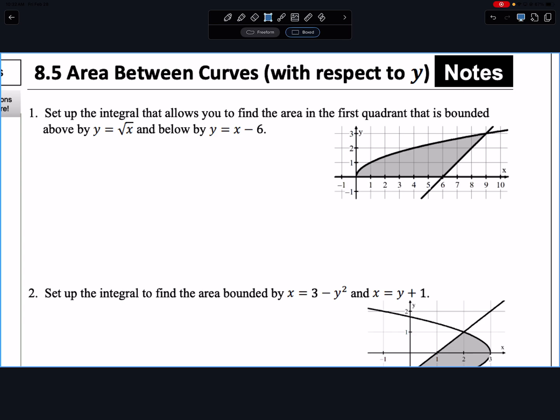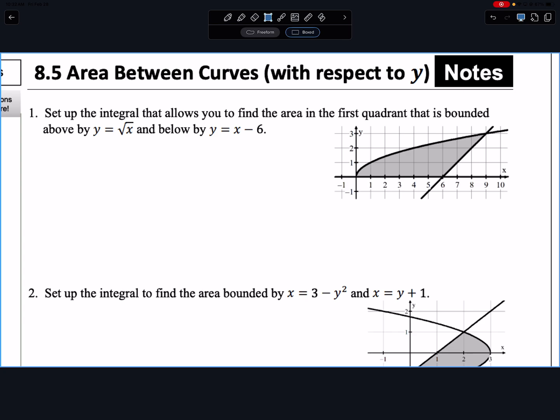0 and 3. So if you look with respect to y, and I'm doing right function minus left function, do you see how this is my right function always? And then this is my left function always for this gray area. How many integrals would I have to write then? Just one. So in this problem, it's actually easier to do with respect to y.